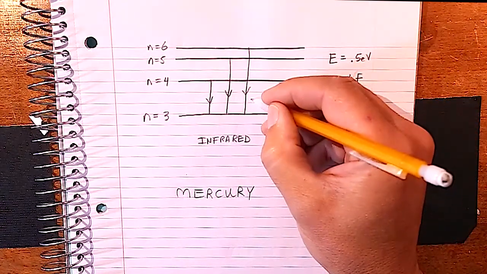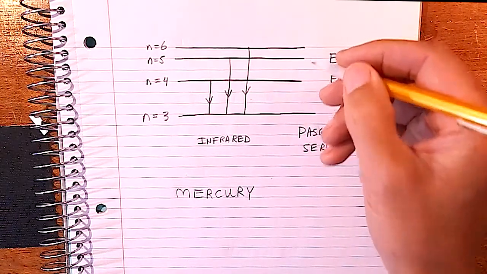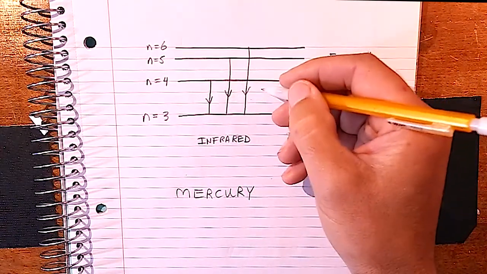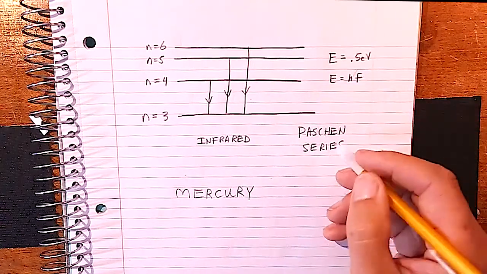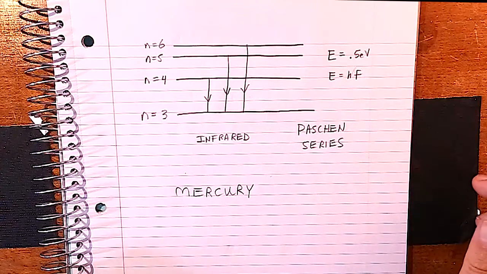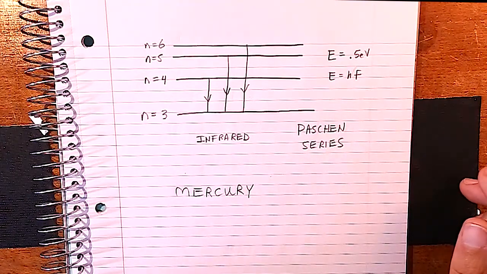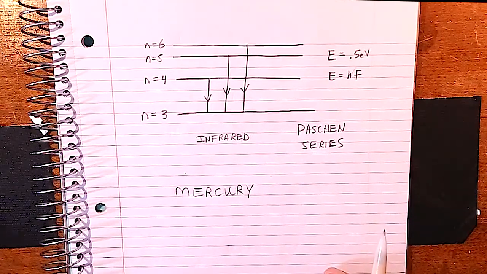So what do these emit? These end up emitting infrared, and that's why these were discovered after Lyman, and these were discovered by a guy named Paschen, so this is called the Paschen series. So we have the Lyman jumps, which are big jumps producing ultraviolet, the Balmer, which are medium jumps producing visible light, and lastly we have tiny jumps, which were discovered by Paschen, and those were the infrared jumps.